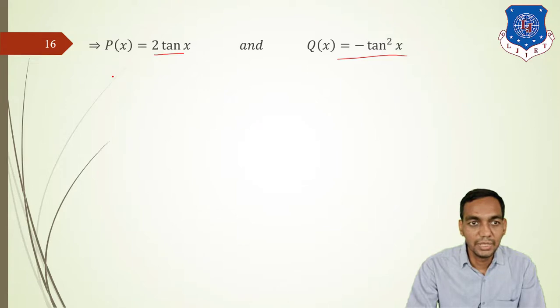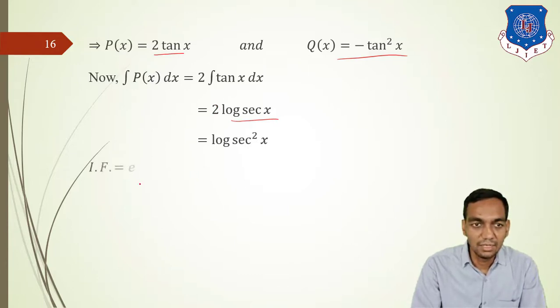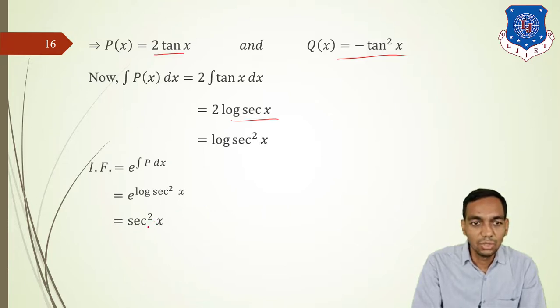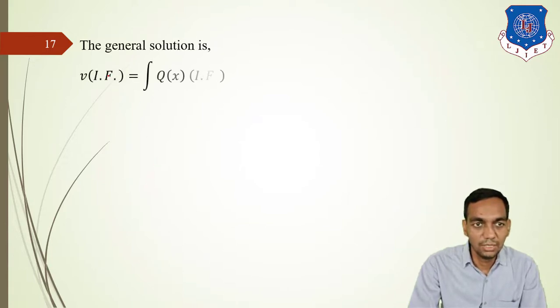Correct? So integration px dx, that is integration 2 tan x dx, but integration of tan is log sec x, and that will be a log of sec square x, because the power of the term in the multiplication is going in the power of log, and that's why if is e raised to integration p dx, that is nothing but e raised to log sec square x, and that will be a sec square. So if you are going to write down the general solution, then the general solution is v into if is equal to integration q into if dx plus c.